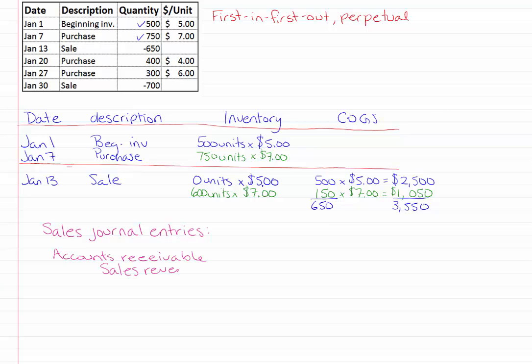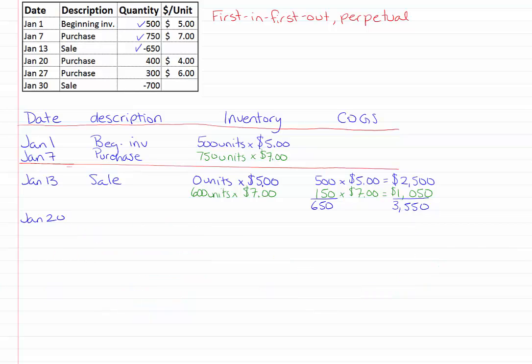So if I was doing my journal entry now to record that sale, I would say debit to accounts receivable and credit to sales revenue for the amount of the sale. It's not given to us here. And then our second journal entry, debit to cost of goods sold and credit to inventory. We're taking it out of inventory for $3,550.